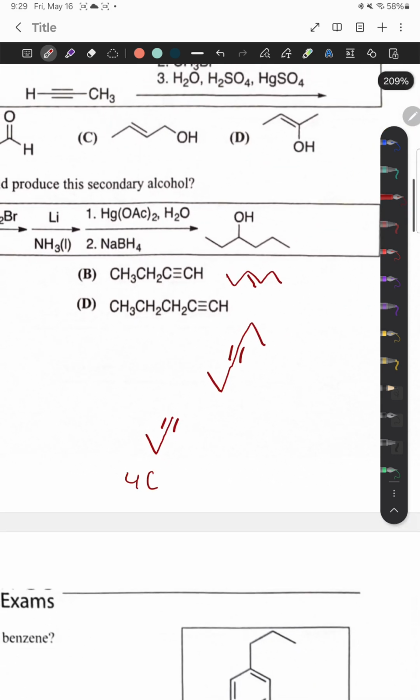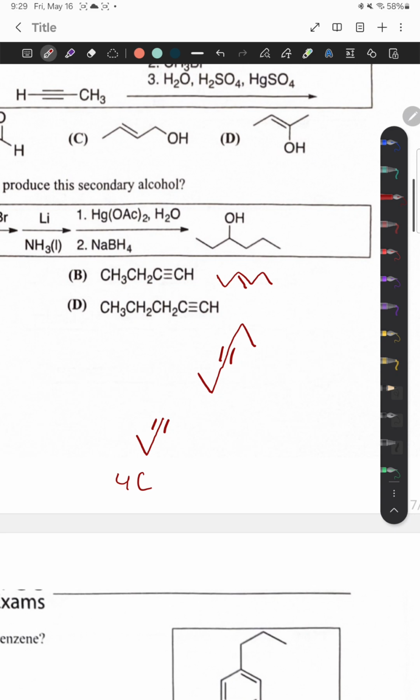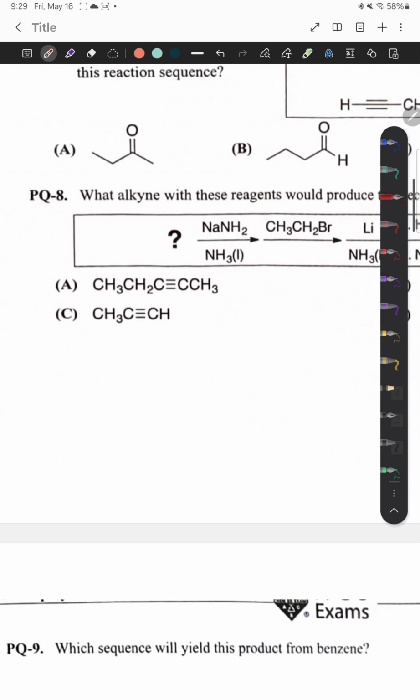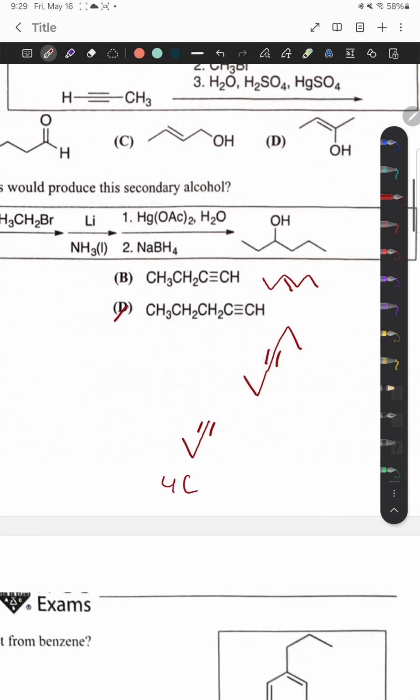Now we have 4 carbons here. Now let's count them. D has 1, 2, 3, 4, 5. Cannot be that. C has 1, 2, 3. Cannot be that. A has 1, 2, 3, 4, 5. Cannot be that. So it leaves us with B. It has 1, 2, 3, 4, and it also has the alkyne here at the edge. Now, if it wasn't there, it could have also been on the inside, but since it's already confirmed that it's there, we know B is our answer.